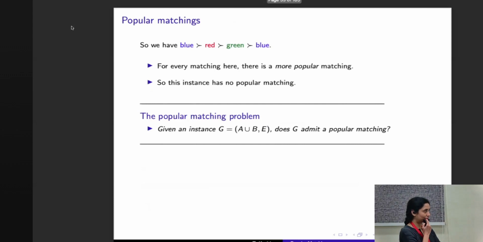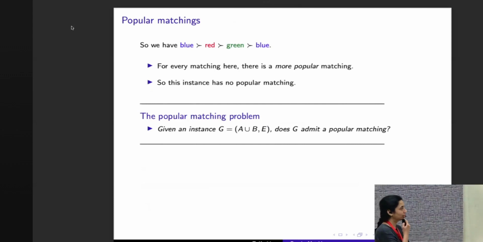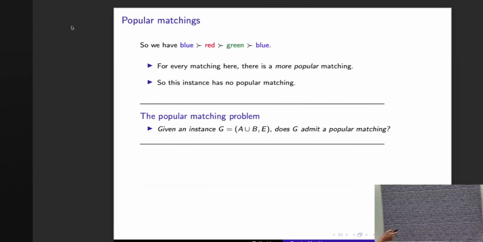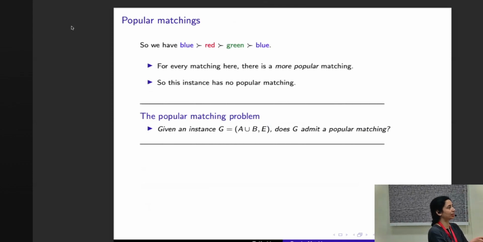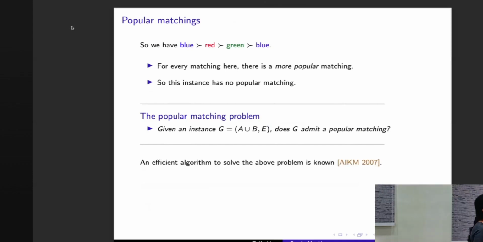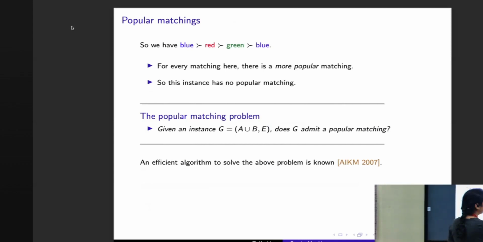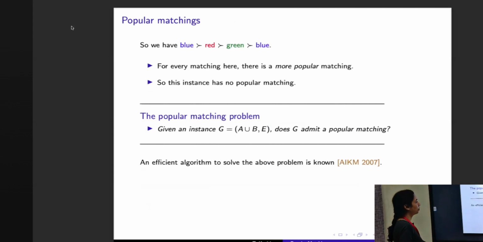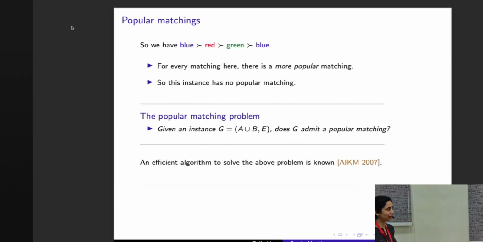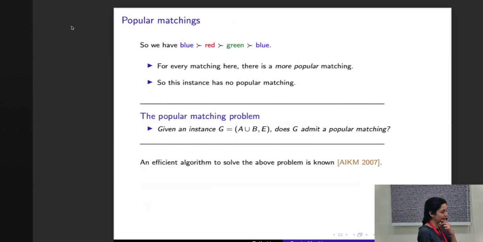So the question to study here is, given such an instance with one-sided preferences, and it's got nothing to do with ties and preferences. The example we considered had in fact strict preferences, nevertheless there was a cycle. Given an instance, does it have a popular matching? If so, find one. In fact, the first algorithmic question studied in the popular matching domain was a polynomial time algorithm to solve this problem. That was several years ago. In 2005 was a conference version, and there is a journal version.